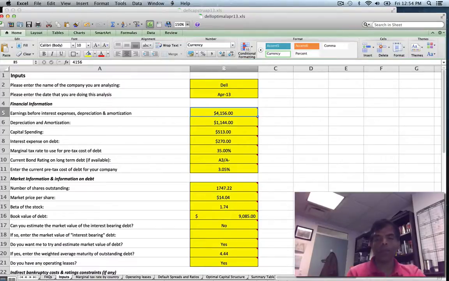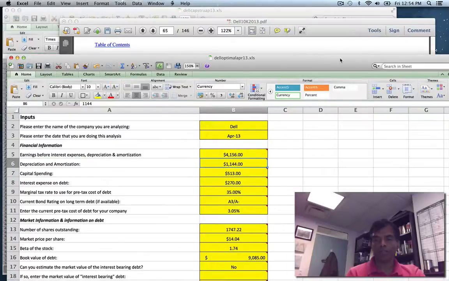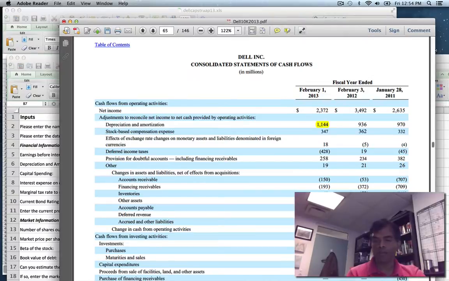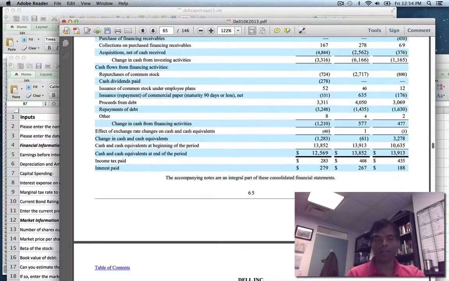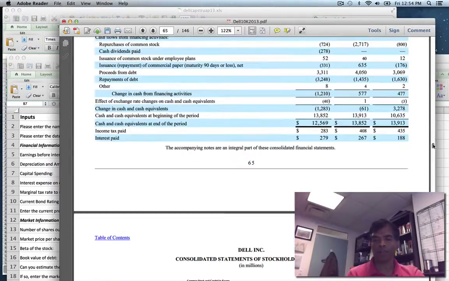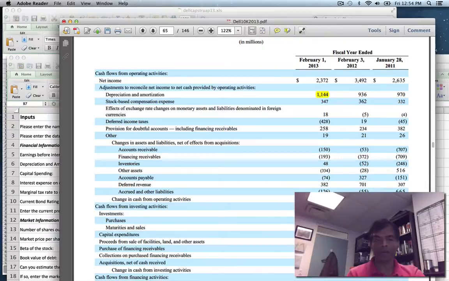Next number I want is depreciation and amortization, which I just looked up. It's 1144, so I leave that as 1144. Then I ask you for capital spending. Stay on the statement of cash flows because that's where you'll find this item. And it's usually going to be under investing activities. And there's actually a direct line item, 513 million. That's your CapEx.